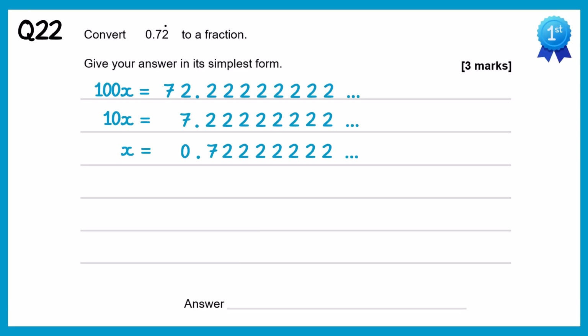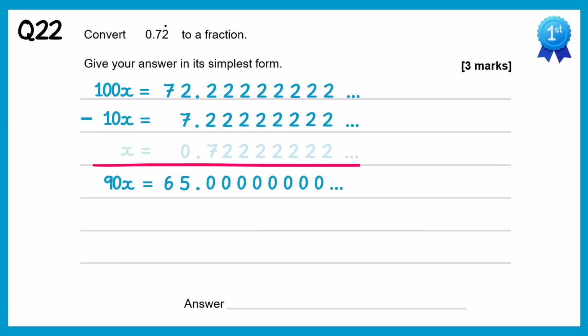We can now see that if we use the 10x and 100x, all of these numbers here match, they're all 2's, so we can use these two to convert this to a fraction. So let's ignore the bottom one, x equals, and we'll just use the 100x and 10x, and we're going to subtract these. If we do 100x subtract 10x, we get 90x. And then on the right hand side, if we do 72 subtract 7, we get 65. And everything after the decimal point will go to 0, so it's 65.0000 or just 65. So we end up with 90x equals 65.